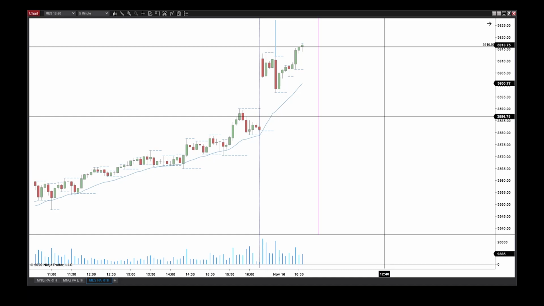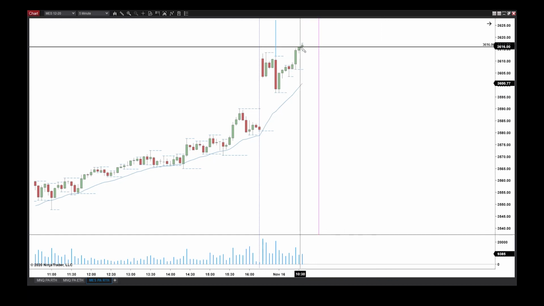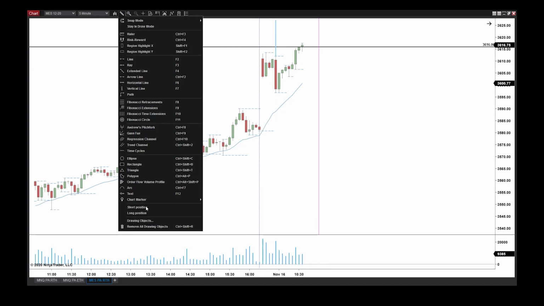We get more continuation to the upside, a little bit more volume, but notice this candle's got a lot more wick. That might be buyers buying into the pullback. That might be buyers buying into the high. And we can go in a little bit further, and we can narrow in what that might be by using the order flow volume profile tool.